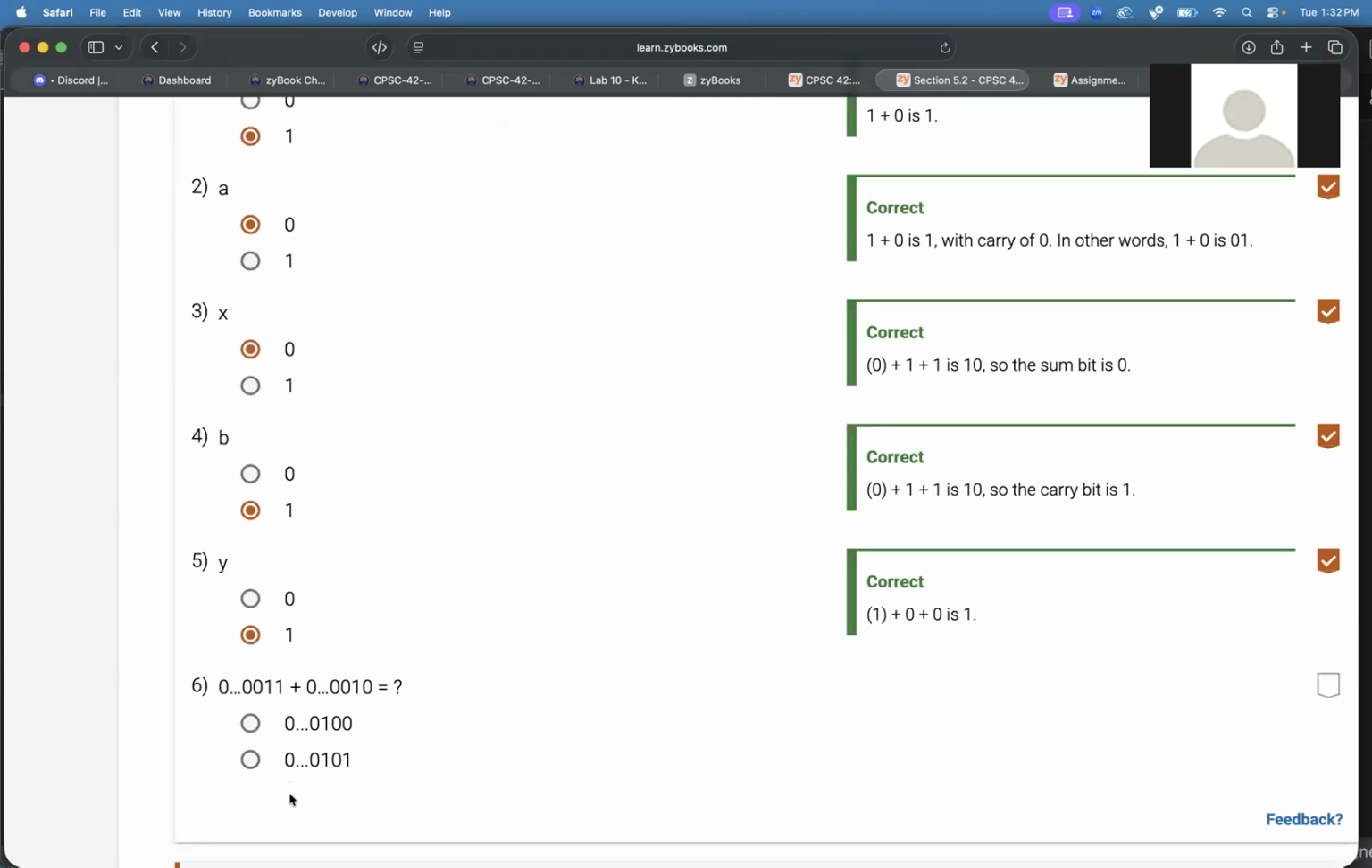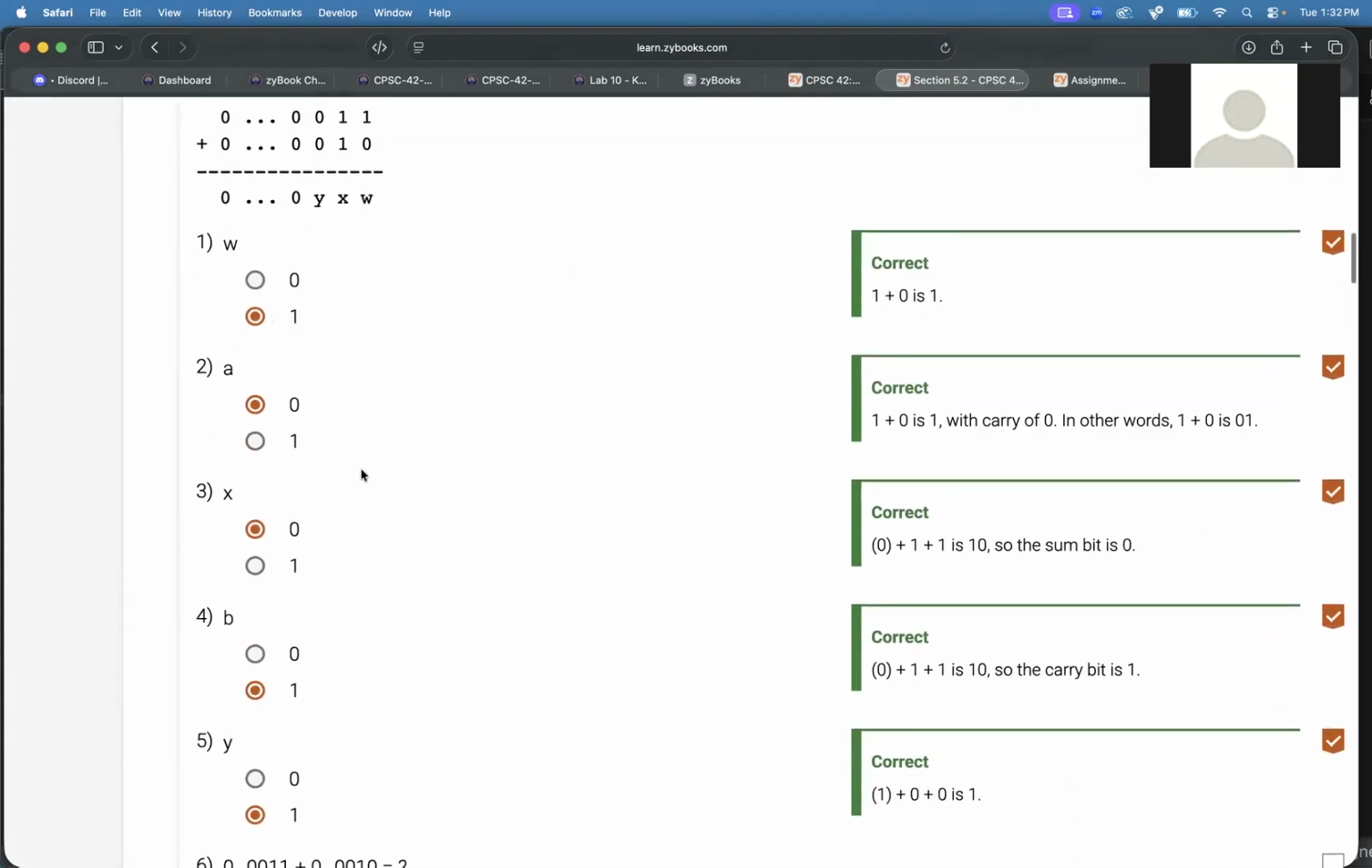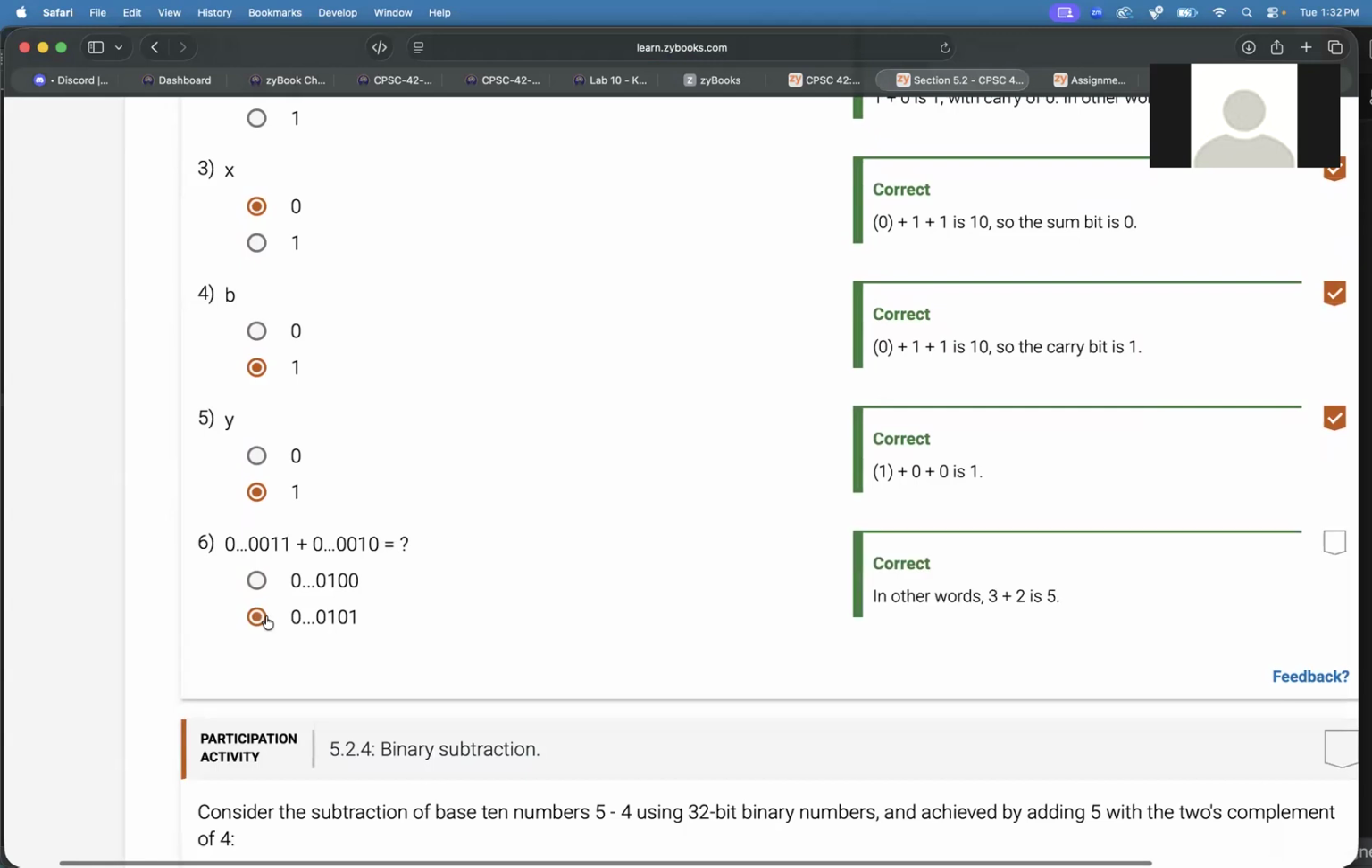So I think they're asking for the whole answer here. If you added these all up, what did we end up with? Well, the all zeros and then yxw. Y is 1, x is 0, w is 1. So 1, 0, 1. So it must be this one.